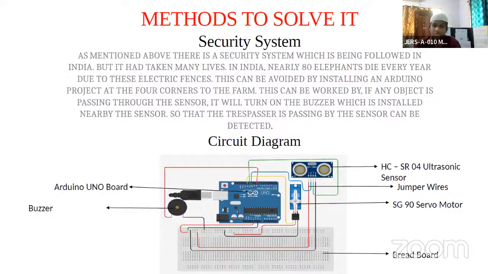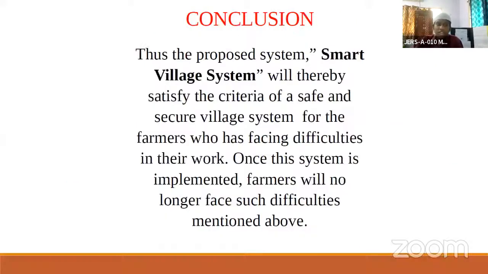This project works like this: if any animals or trespassers pass by, the sensor detects them. It turns on the buzzer installed nearby so that the farmers are alerted and they can drive the animal away. So this is my project, the Smart Village System, which will help the farmers to work on the yielding, and it will satisfy the criteria of a safe and secure village system for the farmers.